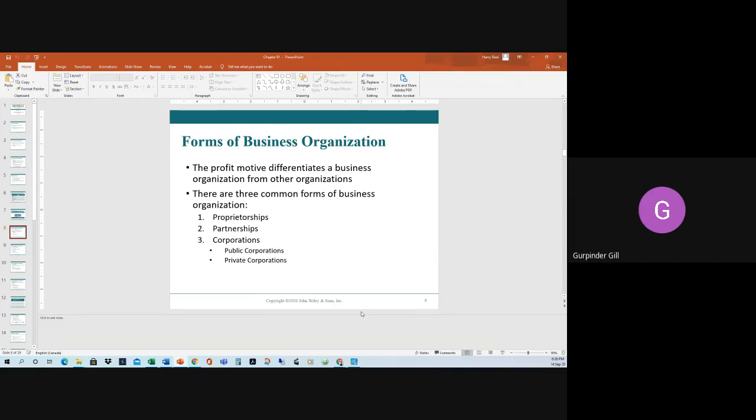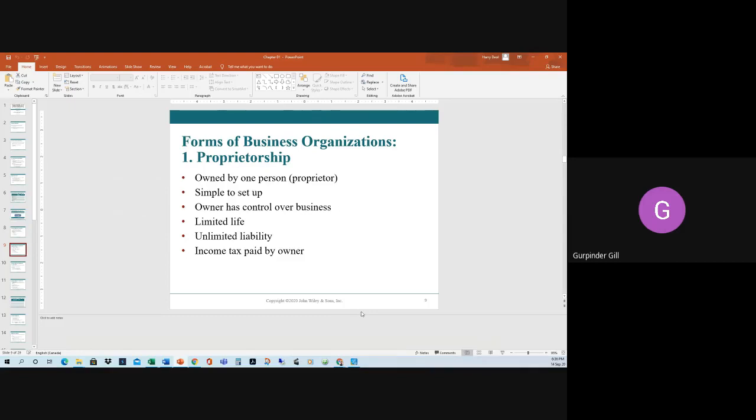So proprietorship and partnership, these two forms of businesses are very, very similar. The way it works is proprietorships and partnerships make money. That money is attributed to its owners, and the owners will then pay tax on that. So there is no separate legal form for that business.